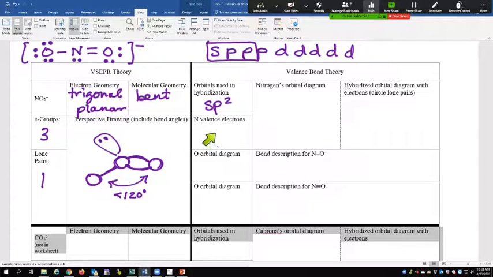Here it's asking for the number of valence electrons on nitrogen. How many valence electrons does nitrogen have? Well, it's got 5, right? And so we can draw nitrogen's orbital diagram. This is the unhybridized. And you can draw this vertically or horizontally, kind of up to you. Here's S and here's P. And those 5 electrons would go in 1, 2, 3, 4, 5.